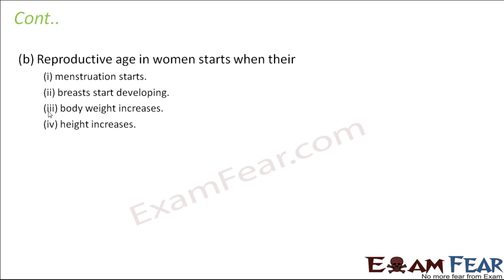Reproductive age in women starts when their menstruation starts, breasts start developing, body weight increases, height increases. Now, reproductive age is directly related to menstruation because when menstruation starts, that is the time the egg starts to get released, that is, ovulation starts. And until and unless ovulation starts, reproduction cannot take place because the egg is not there, the female gamete is not there. So obviously reproductive age is associated with menstruation.